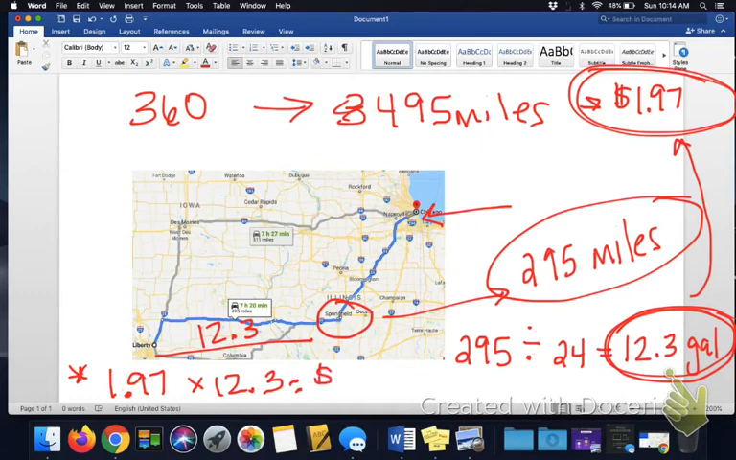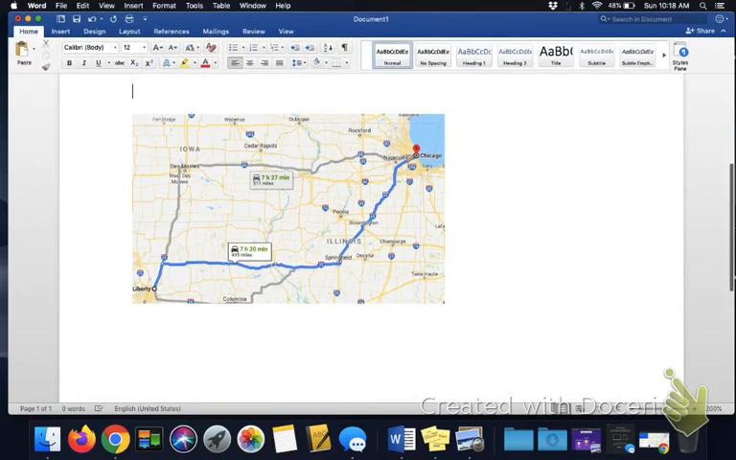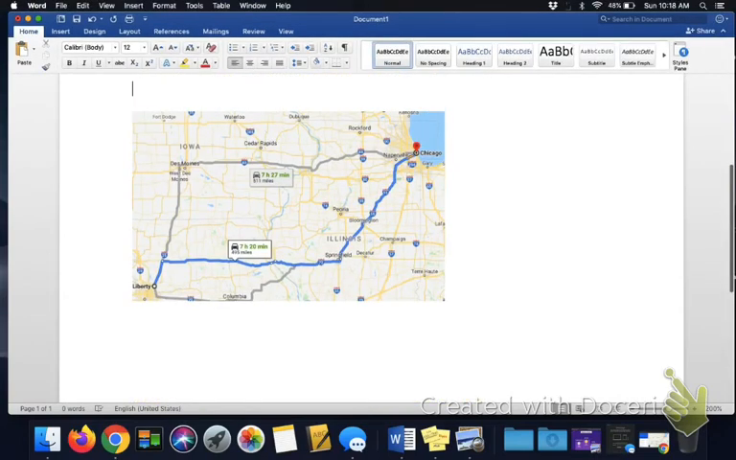And remember, when we're talking about money, it only goes to the hundredths place, so two places after the decimal. I got $24.23. So for you to fill up in Springfield, Illinois, to go 295 miles is going to cost you $24.23. Okay, keep that number handy. Maybe write it down somewhere.